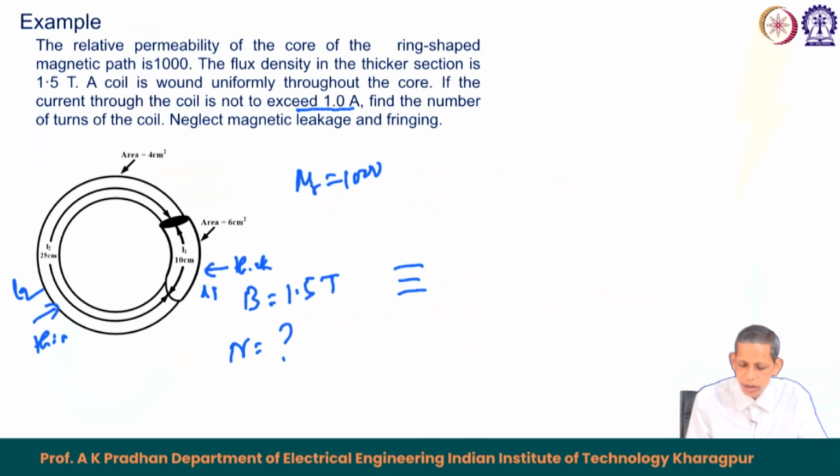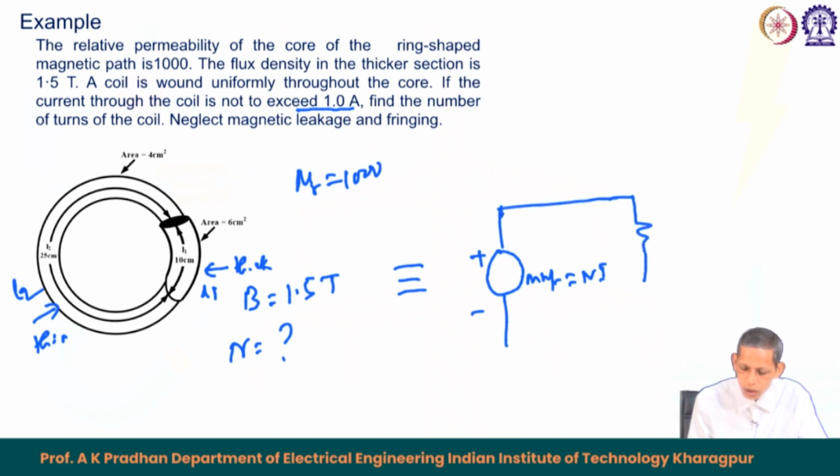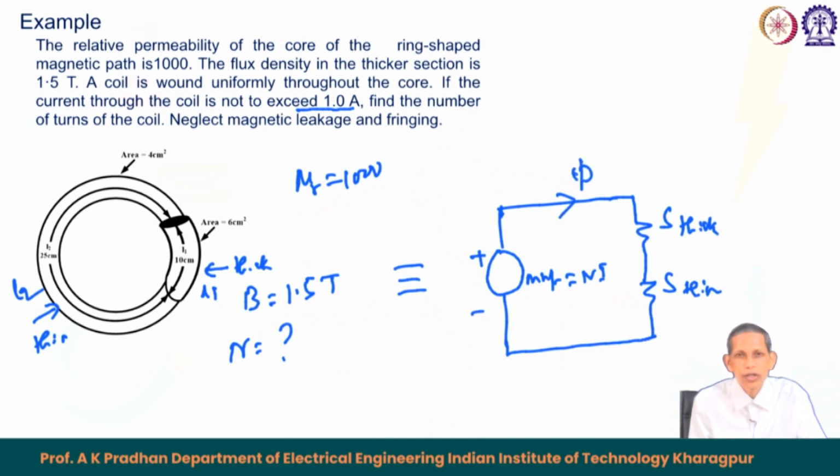So, the equivalent circuit for this case will be a coil having a source, which I put like this, plus minus, and this is the MMF which equals N into I, and then we have a core section, which happens to be the thick portion, and the S for the thin portion, and this gives the flux being established here. Here we see that the flux in the thinner one is the same flux that goes to the thicker one. So, we neglect leakage and fringing; nothing is there because there is no air gap in this case also.